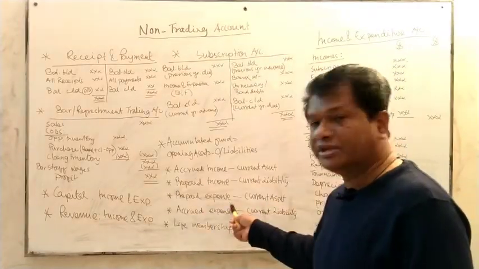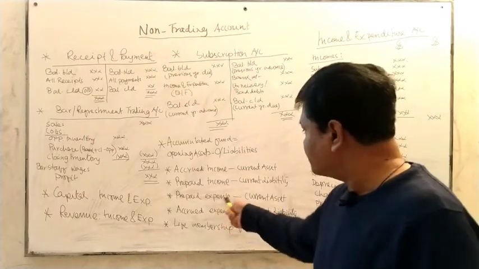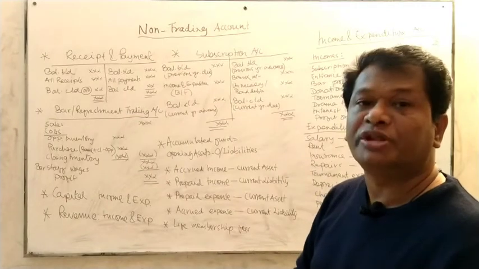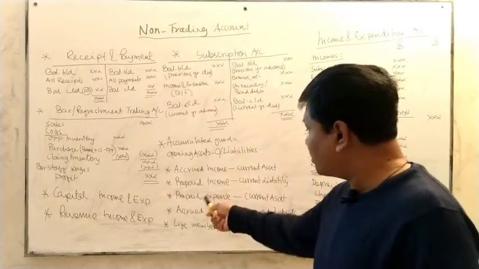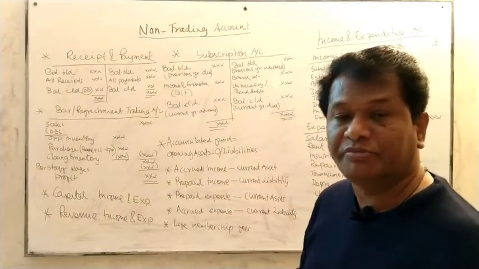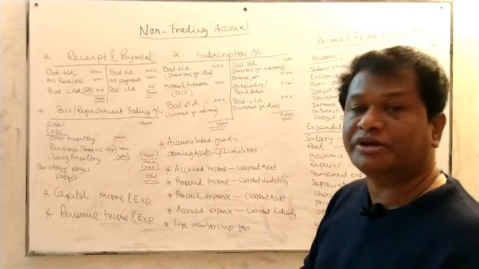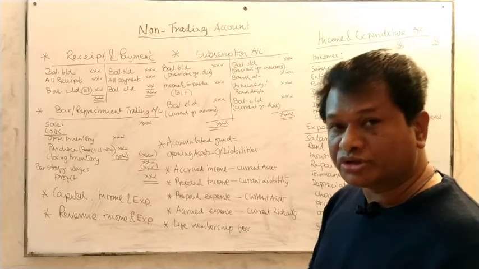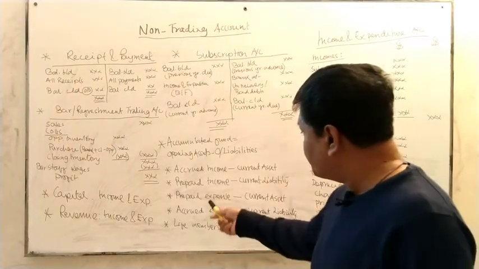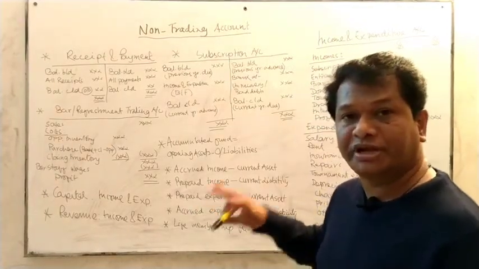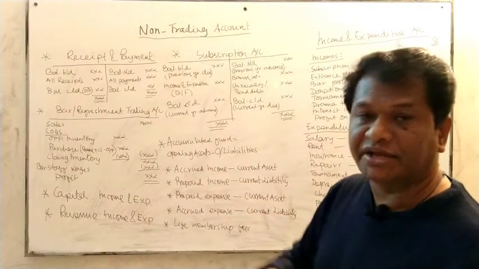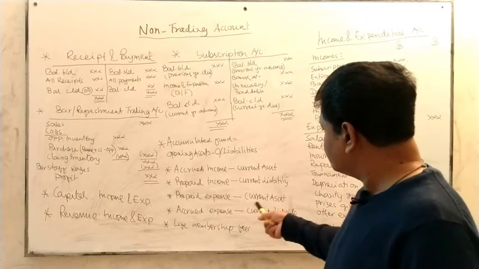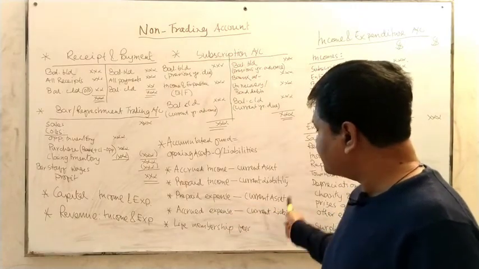Prepaid expense. Prepaid expense means some of the expense is given in advance. That is called the prepaid expense. If it is prepaid, then obviously it should be subtracted from the concerned item. So prepaid expense is to be subtracted in the income and expenditure accounts. Again, this goes to the balance sheet as a current asset. Prepaid expense is a current asset.